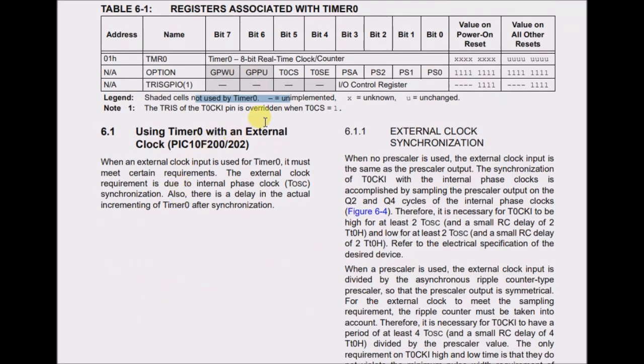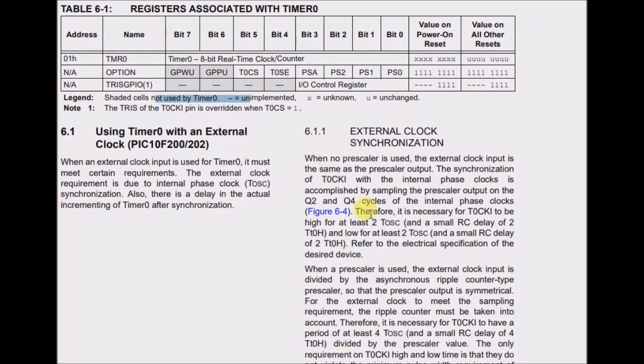Using Timer 0 with an external clock. When an external clock input is used for Timer 0, it must meet certain requirements. The external clock requirement is due to internal phase clock TOSC synchronization. Also, there is a delay in the actual incrementing of Timer 0 after synchronization.